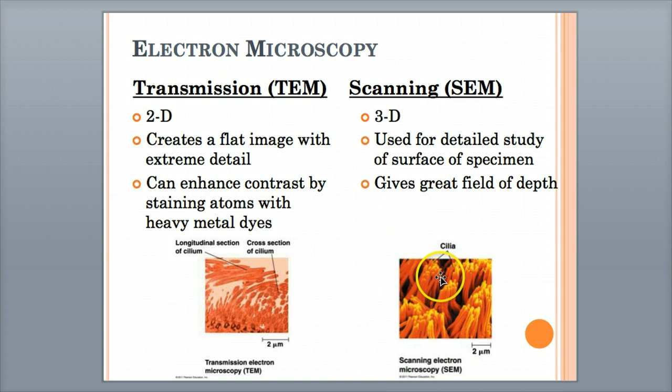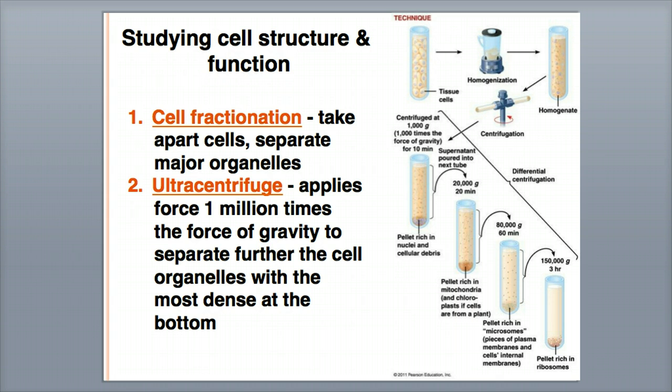This is a scanning electron microscope. So this is not a flat image, but actually looks almost 3D. For studying structure and function, this is the last part of this section, we could study it in 2 different ways. One's called cell fractionation. Just like it sounds, fractionate means we're going to take apart these cells and then we're going to separate the major organelles.